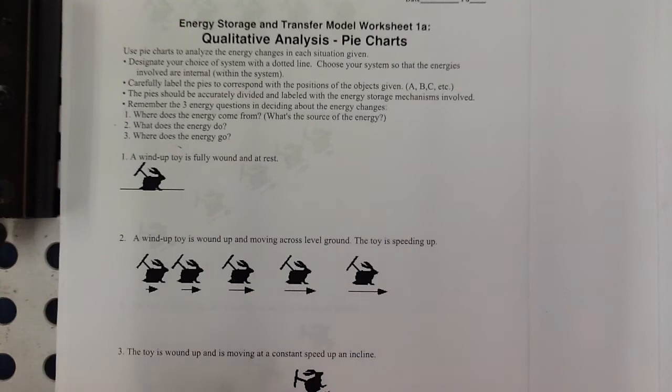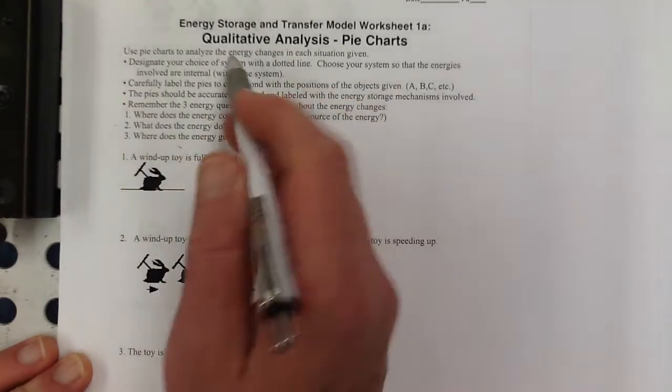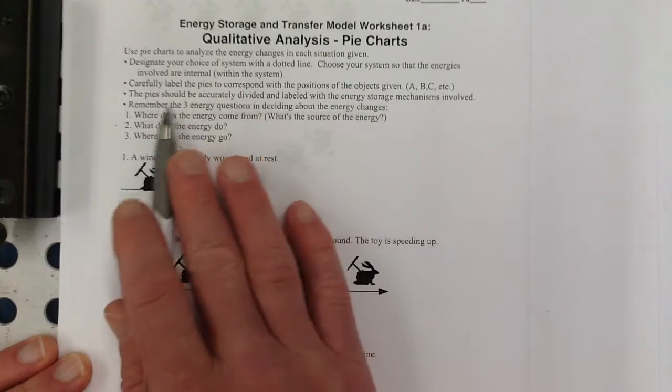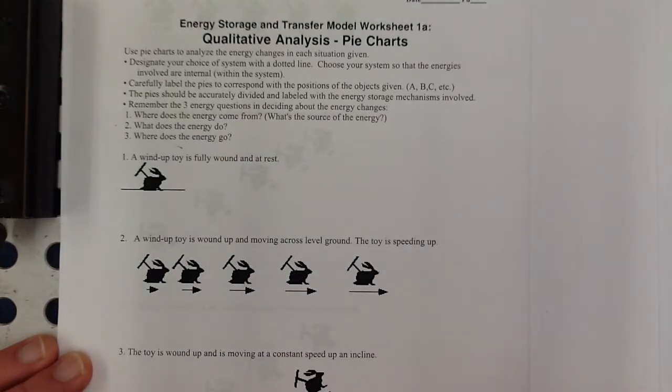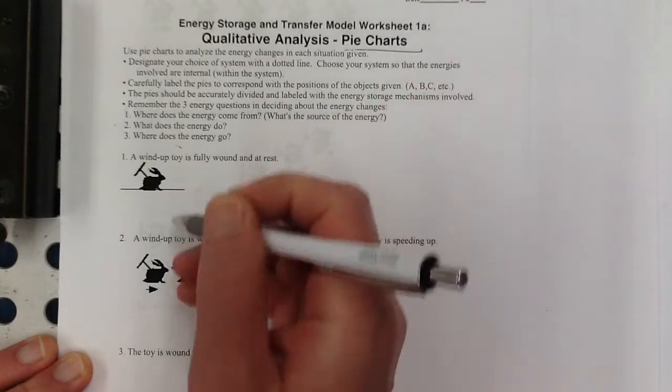Plus, we also want to be respectful of the fact that if something is changing its height, then the Earth needs to be in our system too, because of gravitational potential energy. So I'm not going to fuss at you about that. Carefully label the pies, correspond with positions, remember the 3 energy questions, and so I think that's good. Basically, what I want you to do here is make some pie charts.